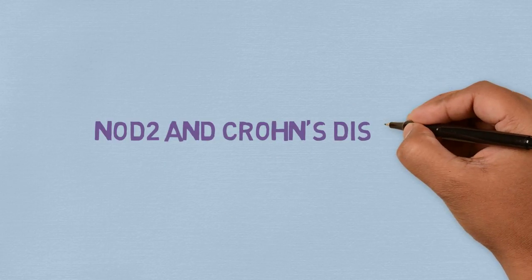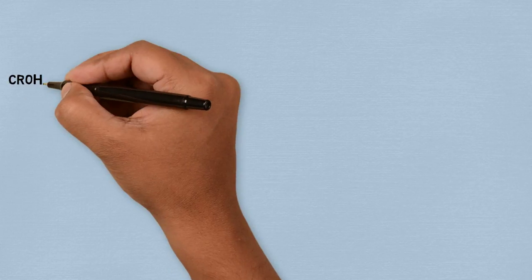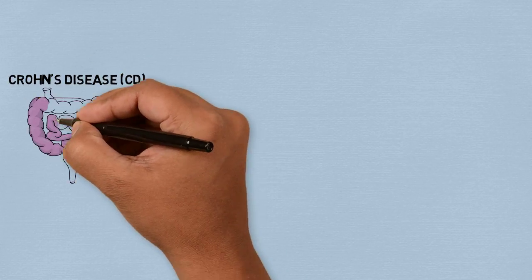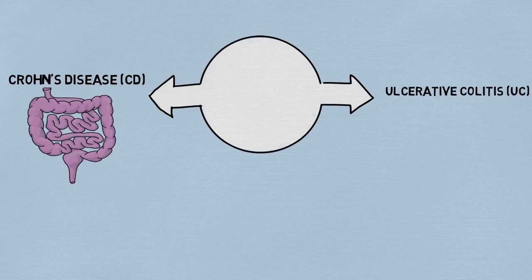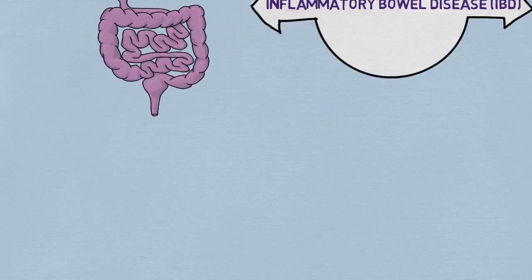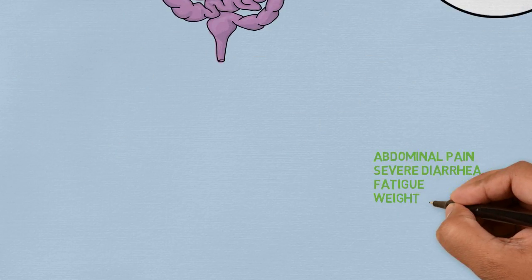NOD2 mutations and its association with Crohn's disease. Crohn's disease is a chronic inflammatory disease of the gastrointestinal tract. Along with ulcerative colitis, it is one of the two major forms of inflammatory bowel disease, or IBD. It can lead to abdominal pain, severe diarrhea, fatigue, weight loss, and malnutrition.